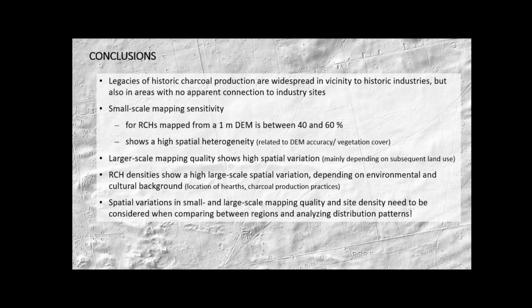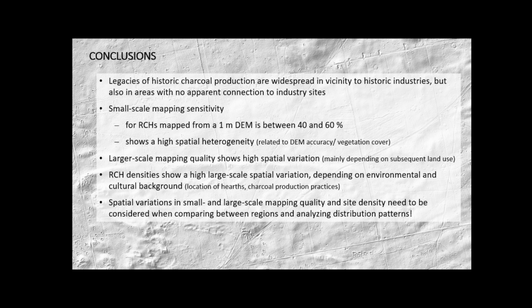So, to sum up, we see that these legacies of charcoal production occur in very many forest areas, in vicinity to historic industry sites, but also in other areas. We see that we have a heterogeneity of mapping quality, both on small scale, related to DM quality, which is in turn to a large part related to vegetation cover. And it would be very good to always have an actual spatially distributed map with ground point density in the background when you do such a mapping. Unfortunately, this is usually not provided, even when you buy an elevation model. So you would have to analyze point clouds yourself to get this. You can hardly do this.